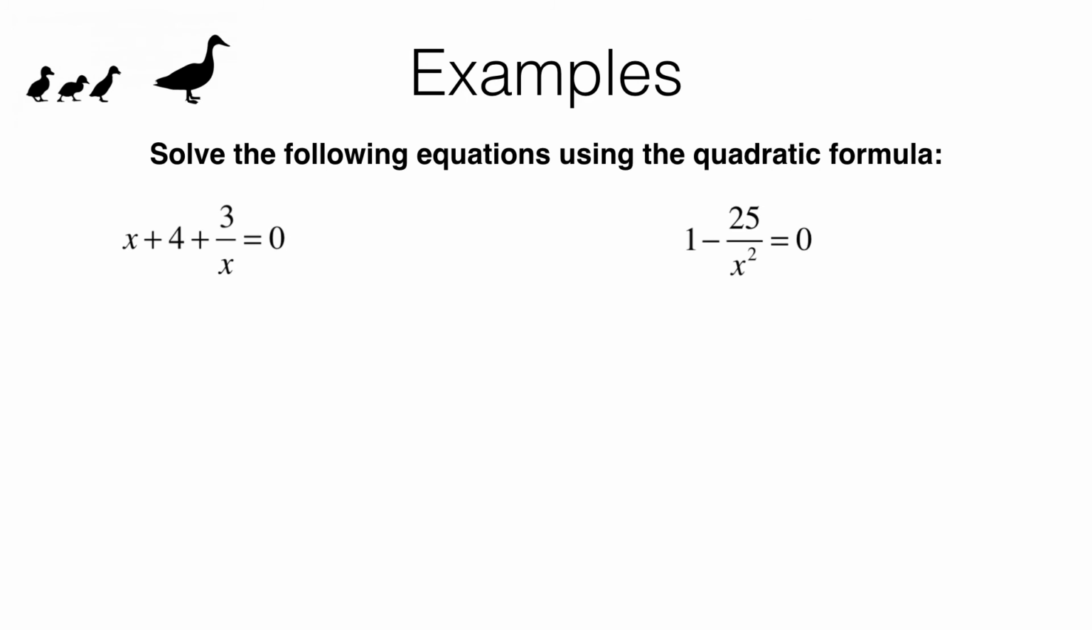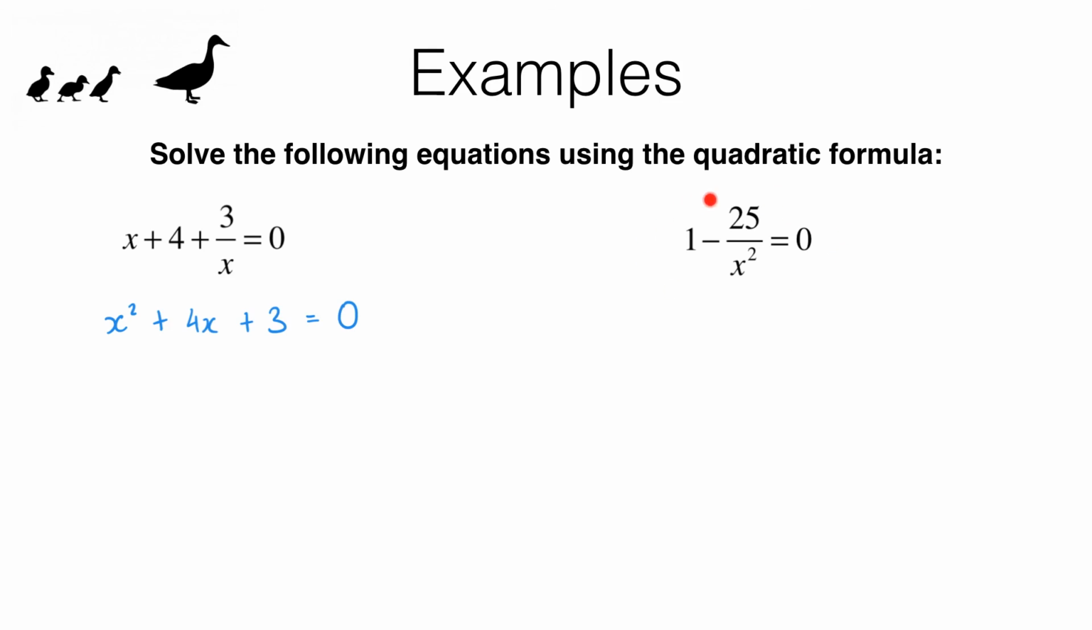Here are the final two examples. Now, these are not quite in the form that we want. We want them in the form ax squared plus bx plus c equals 0. But we can get these into the form that we want quite easily. In the first case, I just need to multiply both sides of the equation by x. If I do that, I get x squared plus 4x plus 3 on the left-hand side, and I get 0 times x on the right-hand side, which is still 0.